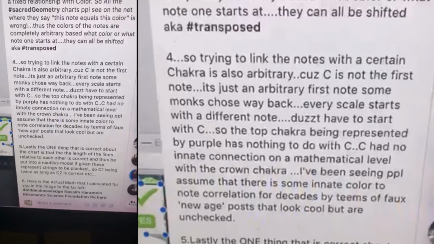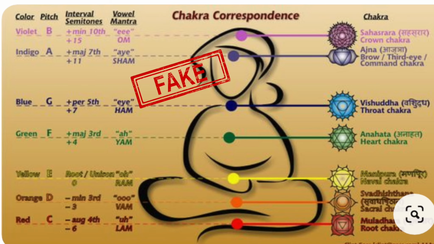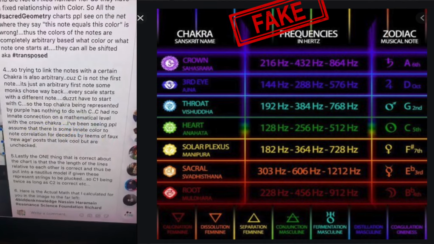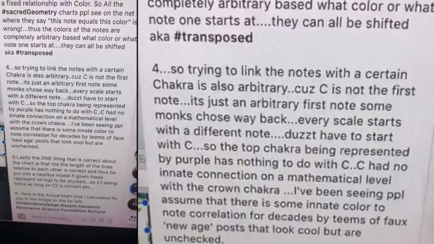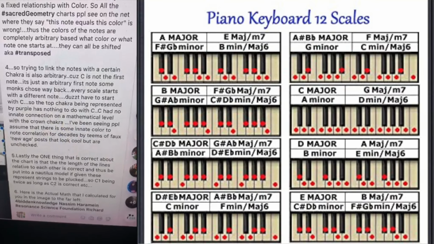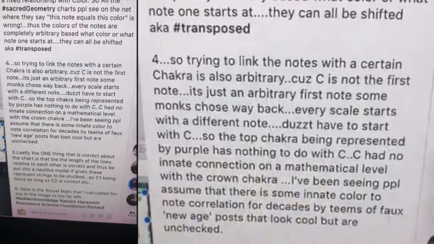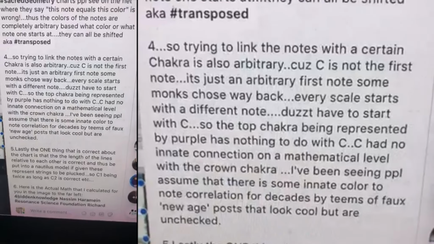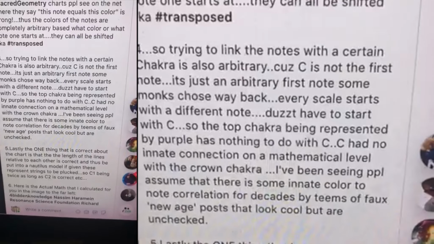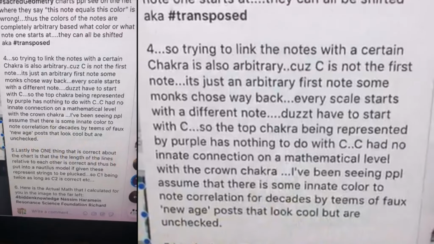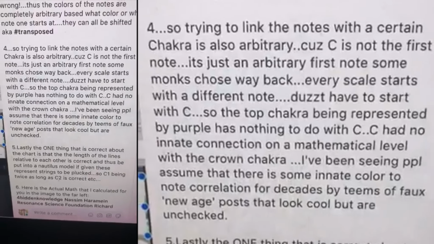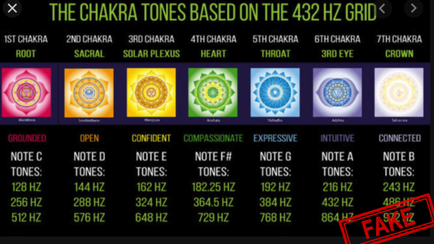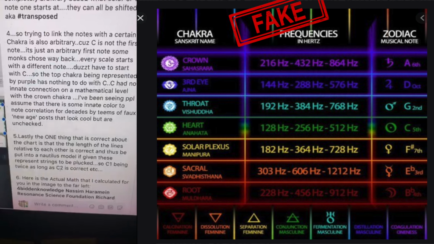All right. So trying to link the notes with a certain chakra is also arbitrary, because C is not the first note. It's just an arbitrary first note some monks chose way back. Every scale starts with a different note, and it doesn't have to start with C. So the top chakra being represented by purple has nothing to do with C, right? And it has no innate connection on a mathematical level with the crown chakra. So I've been seeing people assume that there is some innate color to note correlation for decades by teams of faux new age posts that look cool but are unchecked. All right?